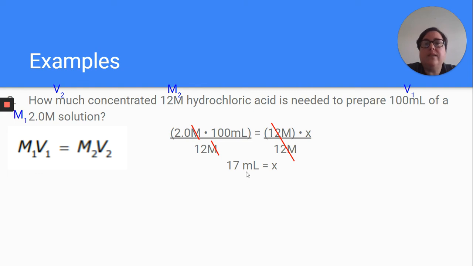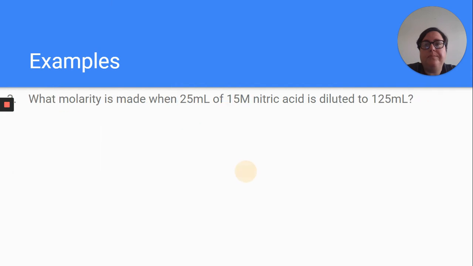Now you're not always going to be solving for V2. So let's look at one more problem. Find the word of. That will connect your M1 and your V1. That tells us 125 milliliters is our V2, and what molarity means we're solving for our M2.